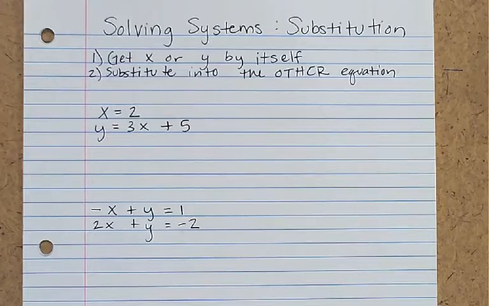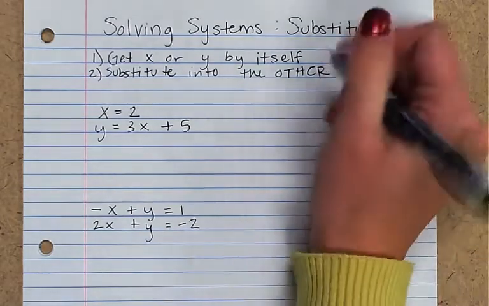Okay, this video is an overview of the lesson in Edgenuity titled Solving Systems of Linear Equations, Substitution. When you do substitution, you have to isolate a variable, so that means get x or y by itself first, and then whatever you get, you substitute into the other equation.